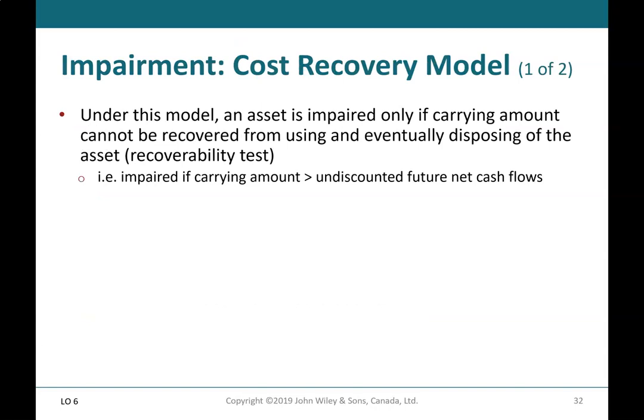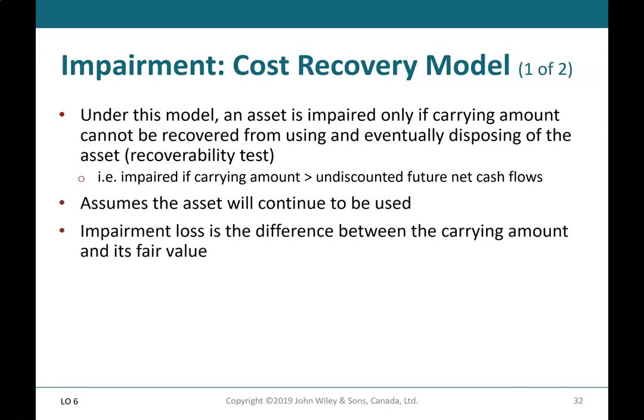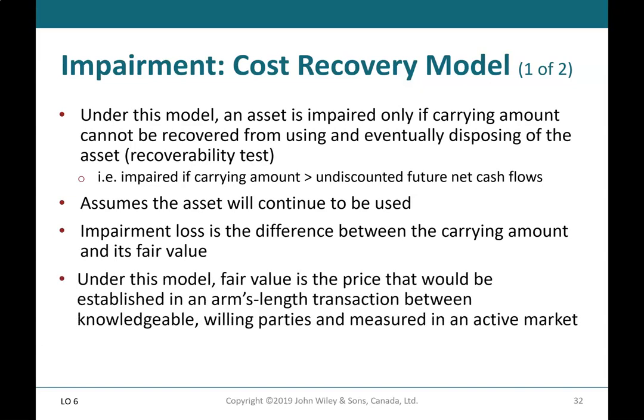Impairment, cost recovery model 1 of 2. Under this model, an asset is impaired only if its carrying amount cannot be recovered from using and eventually disposing of the asset. There's a recoverability test: the asset is impaired if the carrying amount is greater than undiscounted future net cash flows. It assumes the asset will continue to be used. Impairment loss is the difference between the carrying amount and its fair value.